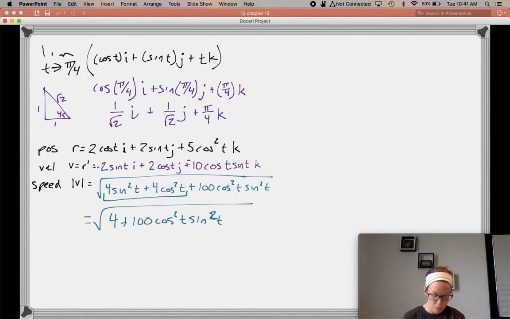So one other thing we might want to do with this is maybe find acceleration. Acceleration is the derivative of velocity, or that would be the second derivative of position. So I'm going to look back to that purple velocity function, and I'm going to take a derivative there. So constant multiple -2, the derivative of sine is cosine t, and that's the i part. Then plus 2, constant multiple. Derivative of cosine is negative sine, so now I need to throw a negative out in front of this.